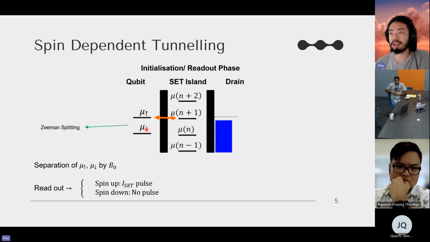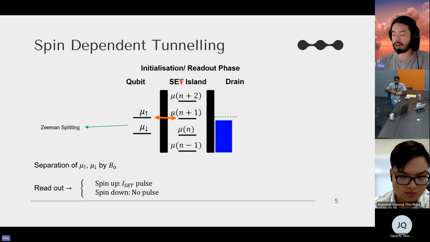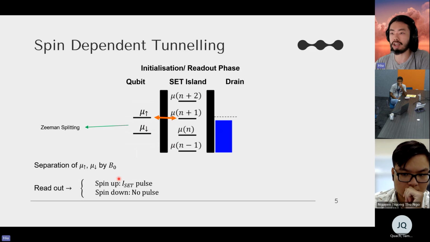But if you have a spin down, and you set it to this position, nothing is going to happen. What you get from the spin up, with the electron tunneling out and the qubit emptying itself, is that when the qubit is empty, the SET current is switched on, because that's the way we set up the device. Over some time, an electron finds its way back into the qubit, then the current switches off, and that's why you get a current pulse. You see a current pulse if a spin up is being read out, and there's no pulse if it's a spin down.